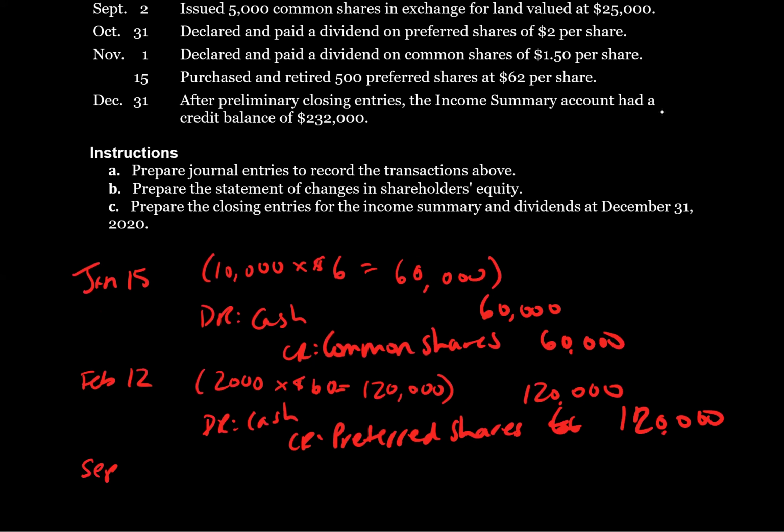Okay, then September 12th, we're going to issue 5,000 common shares in exchange for land valued at 25,000. So we are going to need to record the shares at the fair value of the land, but we're not going to debit cash. Now we're going to have debit land, credit common shares, and this is going to be for 25,000.